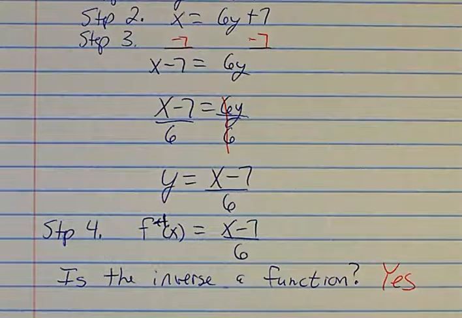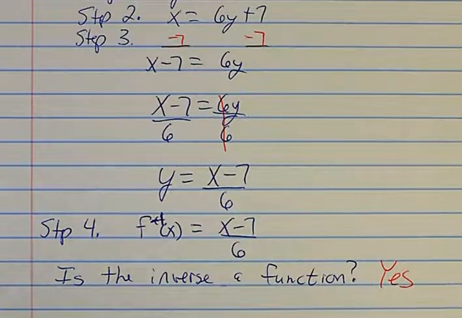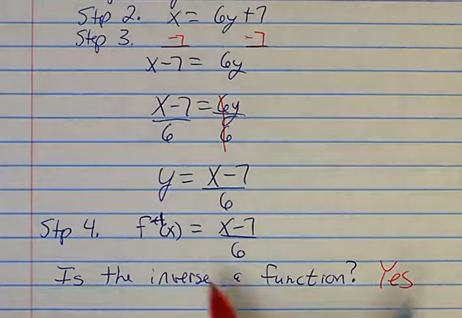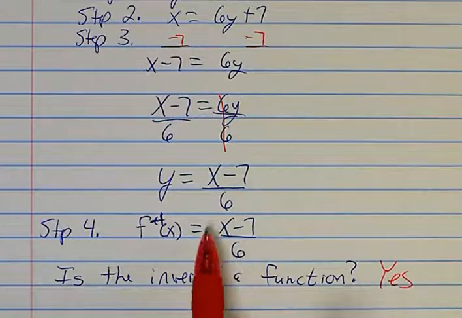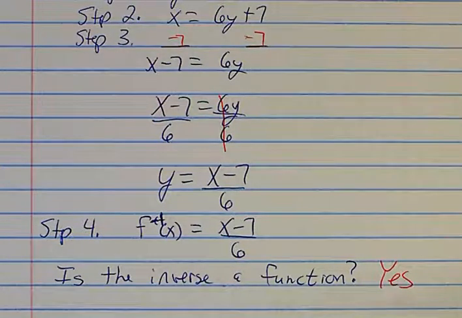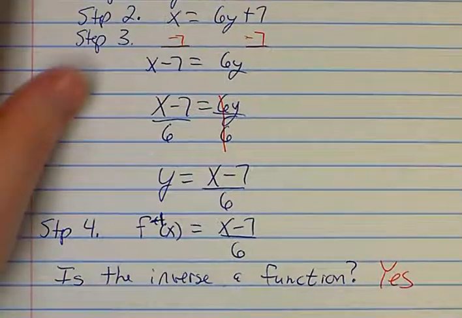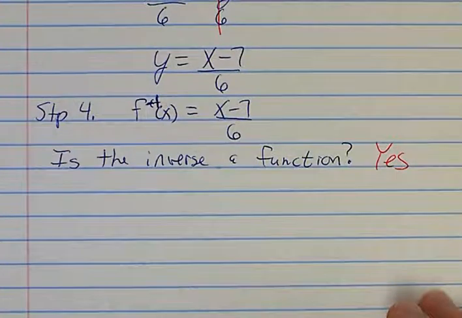So the only time this thing is not going to be a function is when we square root this one and you've got the plus or minus here. This one, when you plug in one number, you only get one answer because there's no plus or minus part out front of it there.